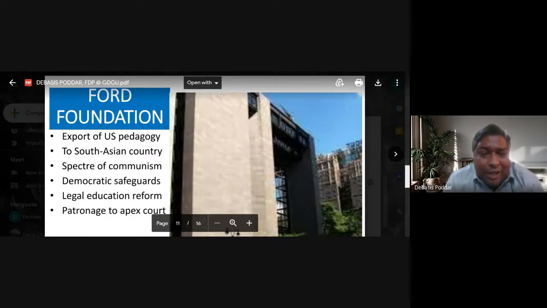1967, after 110 years, USA is sensing the specter of communism in India. Now, Ford Foundation went operative because it wanted to offer democratic safeguards to democracy. India is the largest democracy of the world. USA is the oldest democracy of the world.